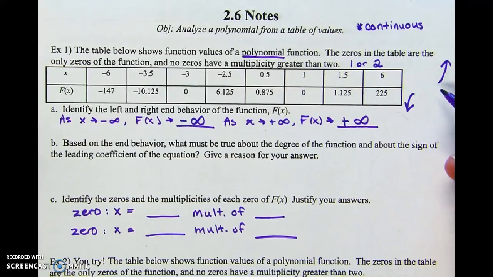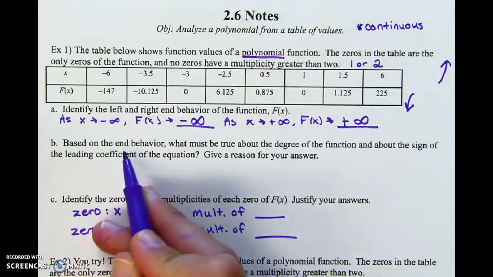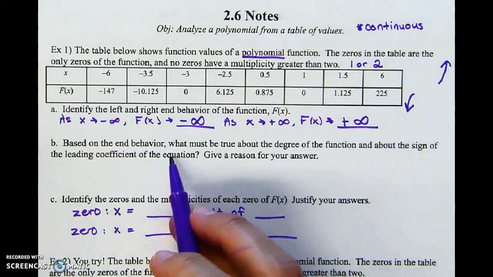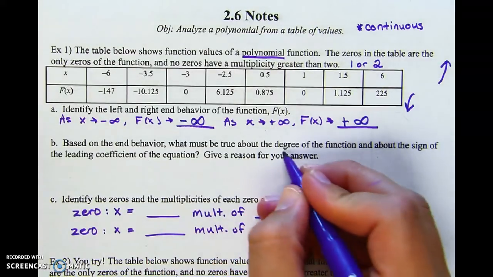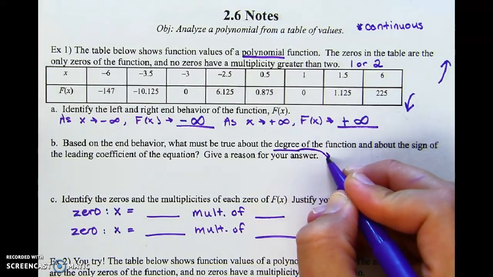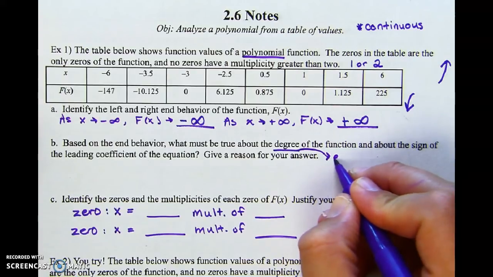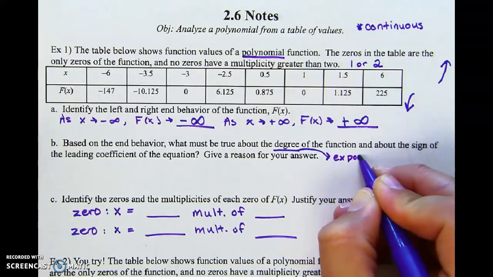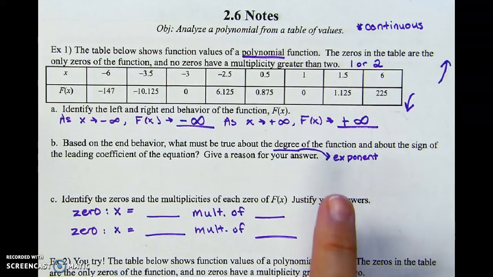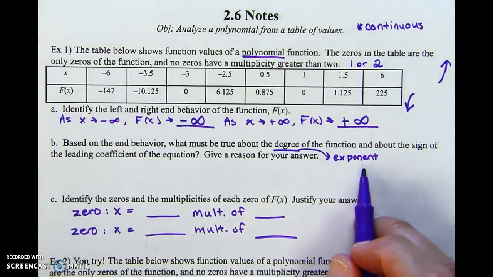Do you have this picture? Because look here, based on the end behavior, that's what we just drew. Based on the end behavior, what must be true about the degree of the function? Do you know what degree means? Because maybe we haven't said it enough. The degree is the exponent, or power. What's the difference between an exponent and a power? Look it up. I want you to learn what that means.